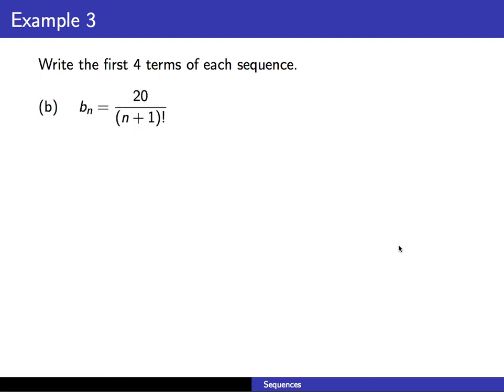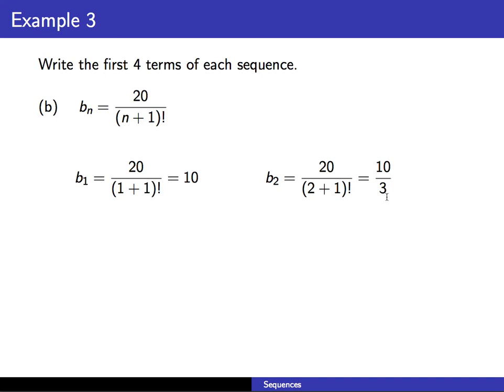Part B, we have b sub n equals 20 over n plus 1 factorial. Plugging a 1 in for n, we get 10. Plugging in a 2 for n, we get 10/3. Plugging in a 3 for n, we get 5/6. And plugging a 4 in for n, we get 1/6. So our first 4 terms are 10, 10/3, 5/6, and 1/6.